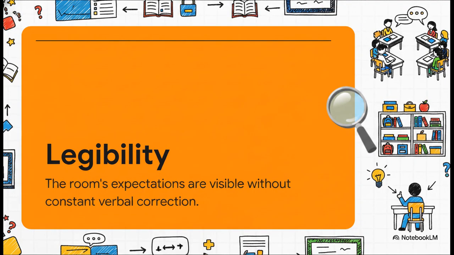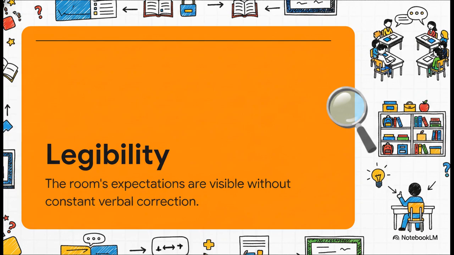A truly great learning space has what we call high legibility. This means the expectations of the room are completely visible without the teacher having to constantly nag or give verbal corrections. The room itself actually teaches its own curriculum. If group tables are arranged facing each other, the room is teaching that discussion is normal. If there's a really clear, dedicated place for personal items, the room teaches that organization is expected.